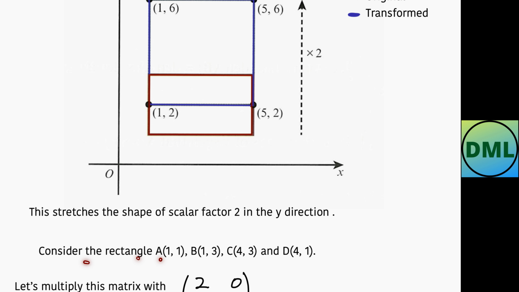Consider the rectangle A(1, 1), B(1, 3), C(4, 3) and D(4, 1).